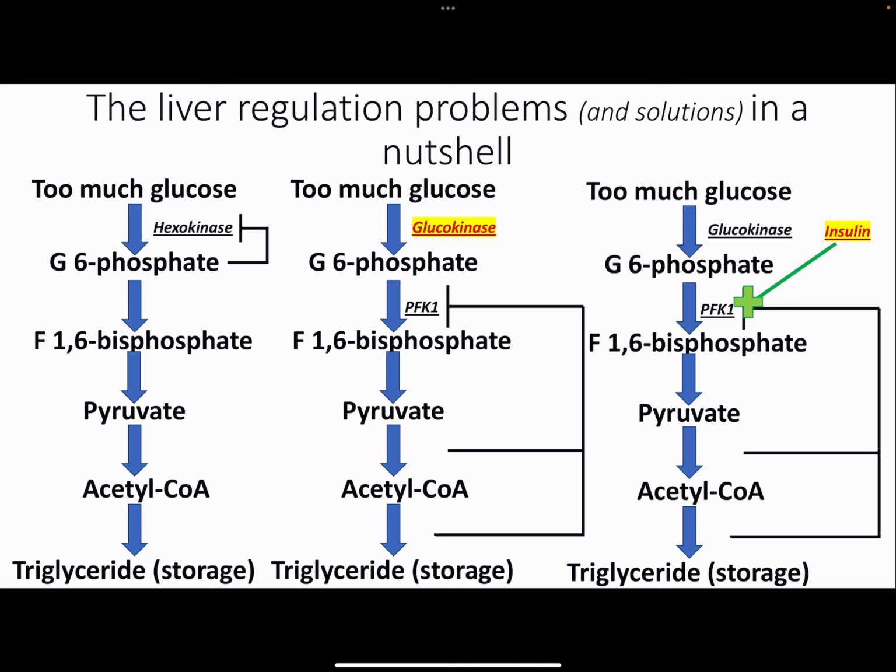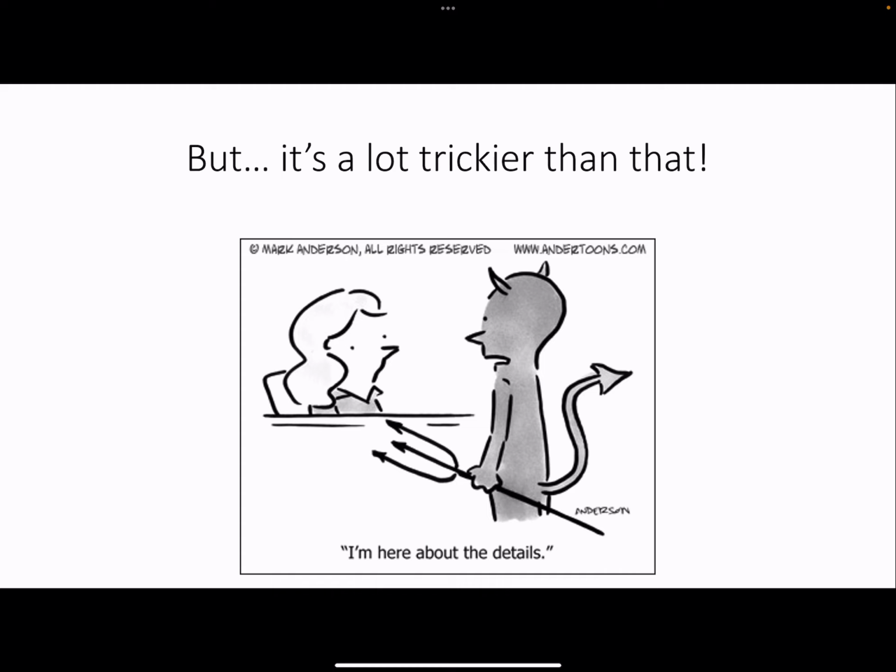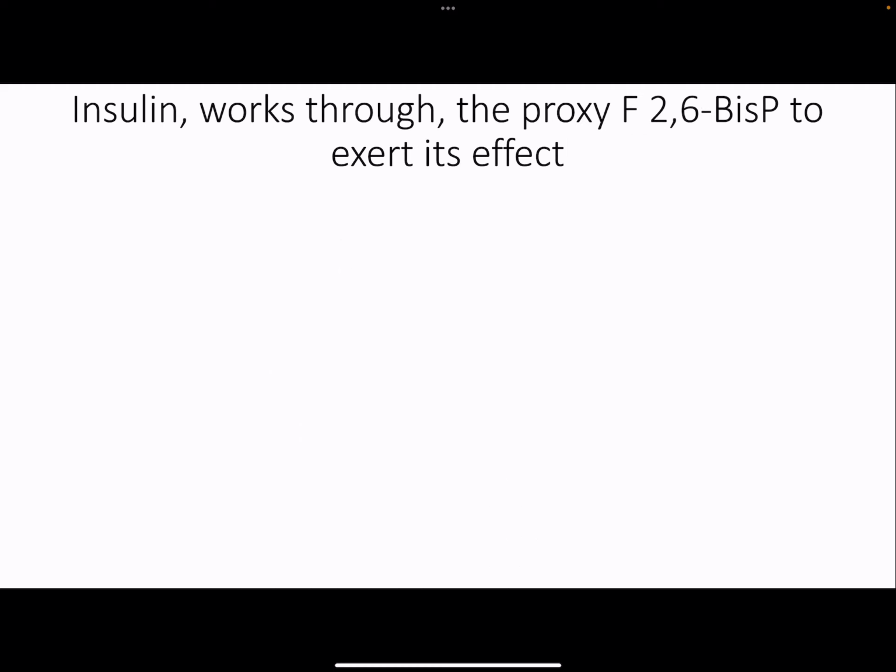So instead, it has insulin override. So if my blood sugar is really high, I'm going to have a lot of insulin. Insulin overrides this negative inhibition from the negative feedback, and it's going to upregulate PFK1. But it's even more confusing than that, right? The devil's in the details. It works through a proxy.